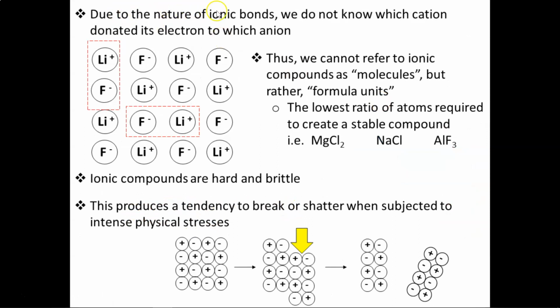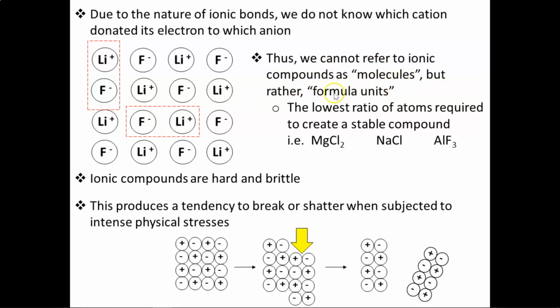Now, due to the nature of ionic bonds, we do not know which cation donated its electrons to which anion. So this lithium cation, we don't know if it donated its electrons to this fluorine, this fluorine, this fluorine, or this fluorine. We don't know, and in the end, it really doesn't matter. But because we don't know which pair of atoms were originally involved with the original exchange of electrons, we cannot refer to them as molecules.